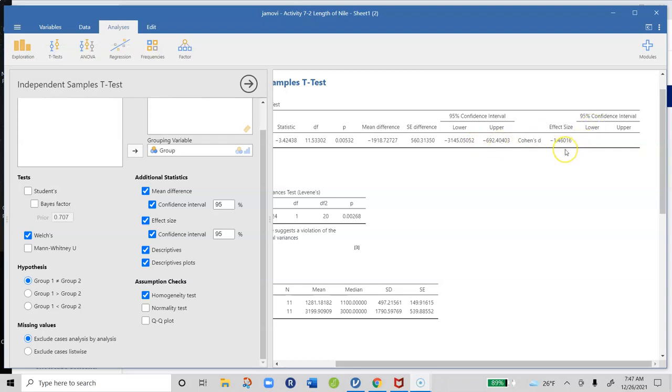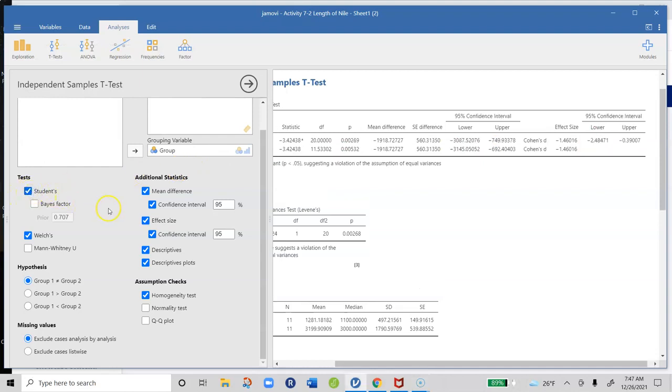Now you'll notice our effect size is very large, -1.46. Remember with effect sizes, we ignore the negative sign just to determine how large it is. So 1.46 is a very big effect. But note that we don't have confidence intervals listed there. To get the confidence intervals, you need to click back on the Student t-test. And it's fine to use these for the confidence intervals around our effect size. So we're 95% sure that the true effect size is somewhere between -2.48, which is really big, and -0.39, which is small to medium in size.